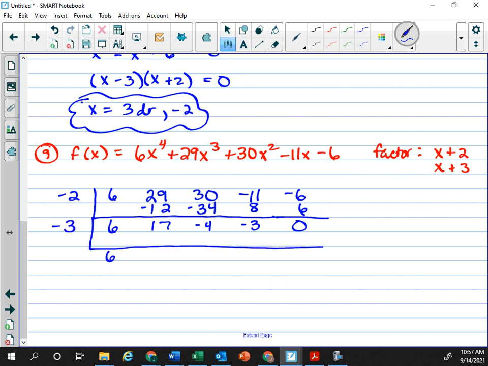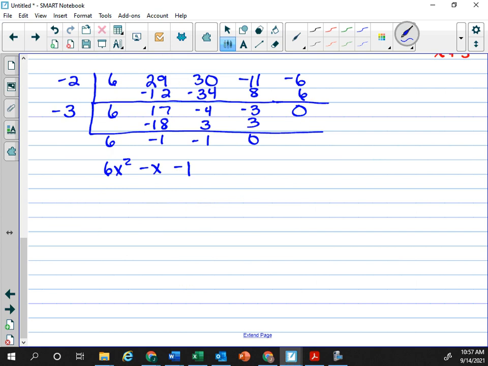So I'll bring down my 6. So I have 6x squared minus x minus 1. A lot of you got here, and then the factoring just kind of didn't go great. So let's go through it.